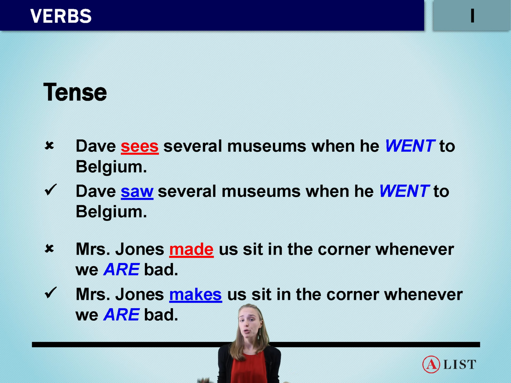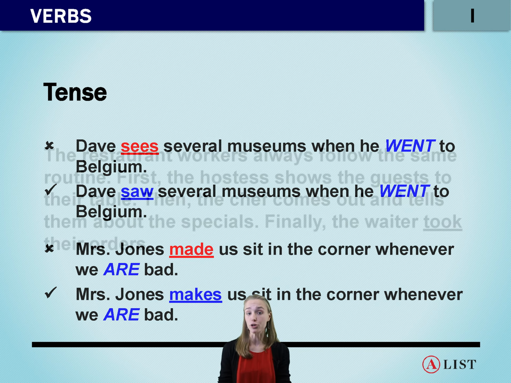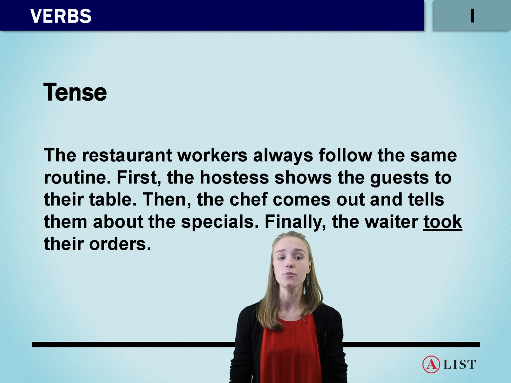Now, that was pretty doable. We have a single sentence with two different verbs in it, but sometimes you're going to have a situation where you don't have two verbs in the sentence. This means that you have to look around that sentence for more context. Usually you're going to be looking for other verbs in the rest of the paragraph that comes before or after your underlined verb. In this case, we're dealing with, finally, the waiter took their orders.